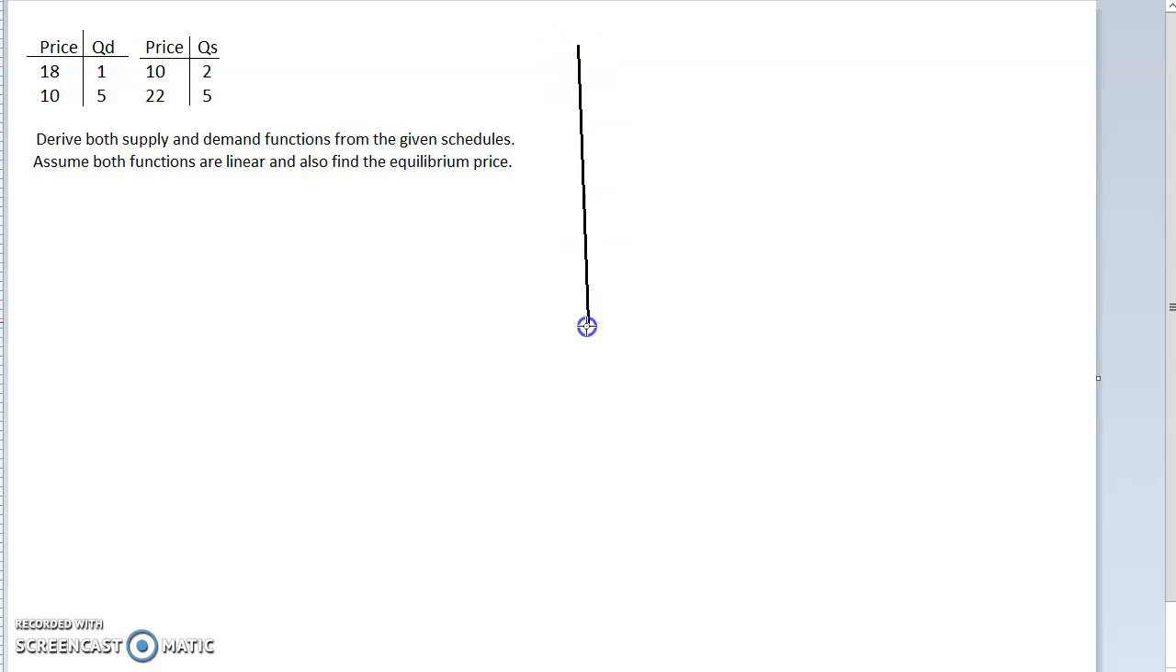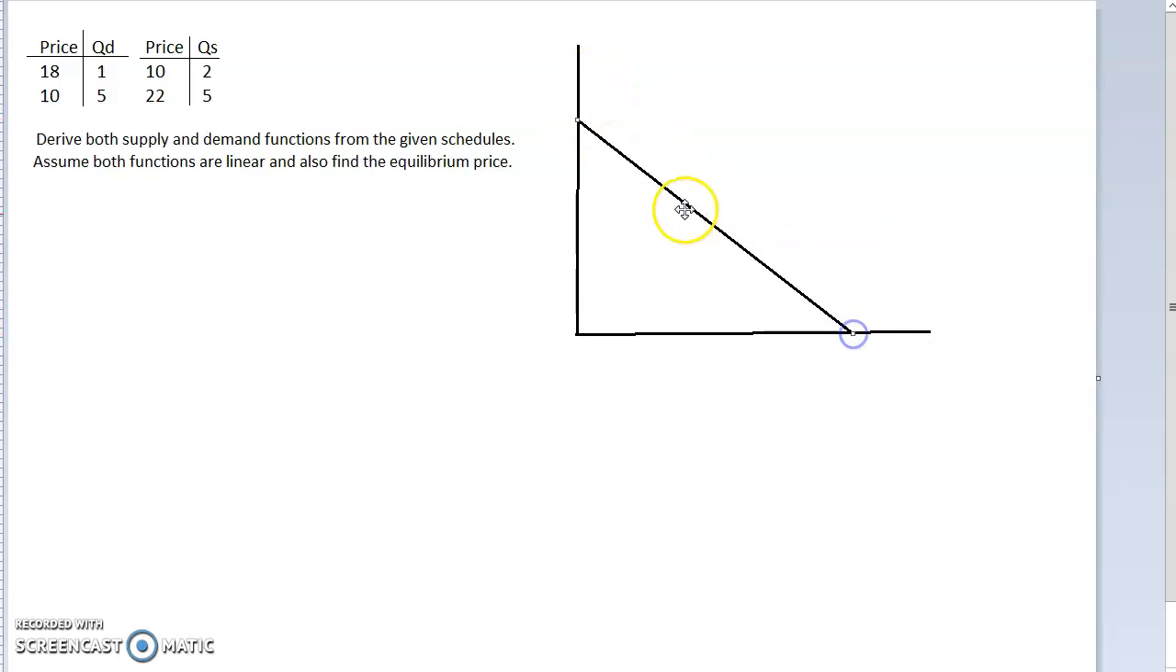So this is an economics problem, and what we're used to seeing, or the more simplistic view, is that you've got some kind of downward sloping demand here, and then upward sloping supply. And you're usually given the functions. So in this case, we're not given the functions. We need to figure them out.